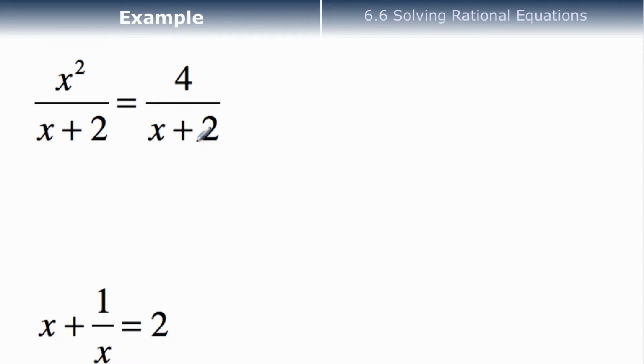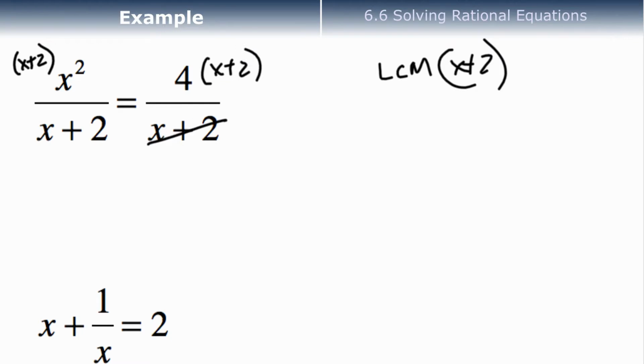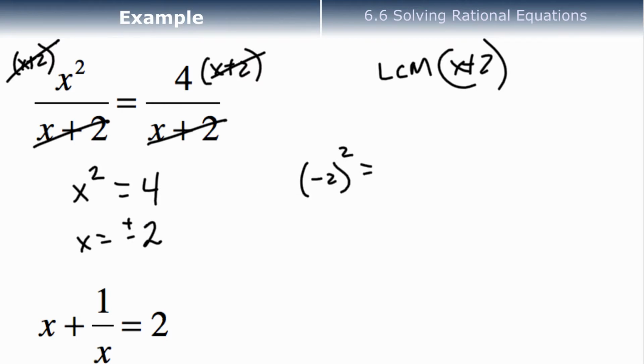Oh, here's one where the binomials are on the bottom. My LCM here will be just x plus 2. So I'm going to take this side and multiply it by x plus 2, and I'll take this side and multiply it by x plus 2. So the x plus 2's cancel here, and x plus 2's cancel here, and so my equation is x squared is equal to 4. So what number can I plug in for x to make this statement true? Well, x will be equal to positive 2, of course, but also a negative 2. Because if you take negative 2 and square it, it still gives you a positive 4. So this question actually came up with 2 answers.